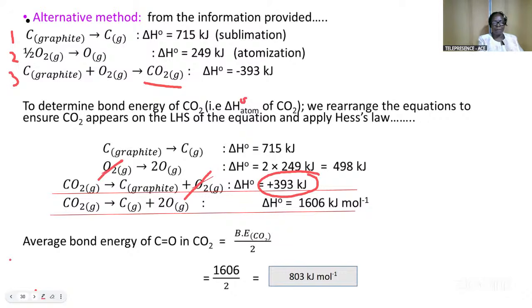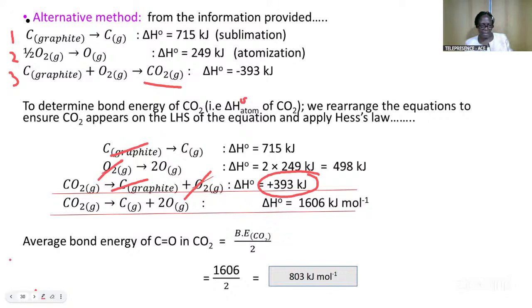We still have carbon on this side, and then we have CO here. So what then do we have? When we sum the 3 equations, we will be left with CO2 gas, then we have carbon as graphite, and then we have 2O as expressed here. So the carbon as graphite actually cancels out in step 1 and step 3.